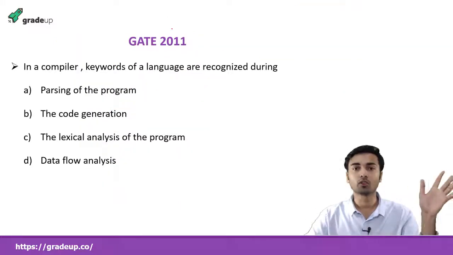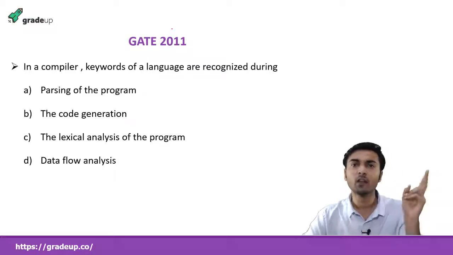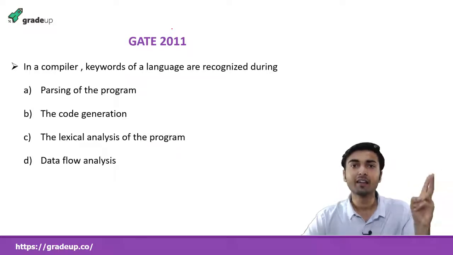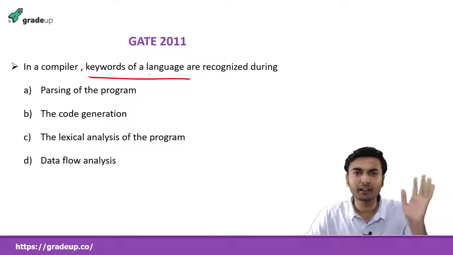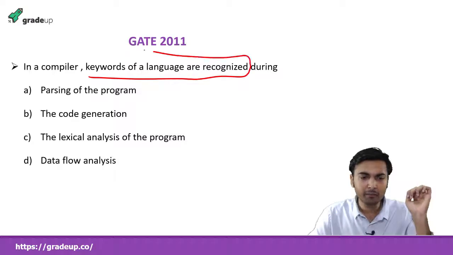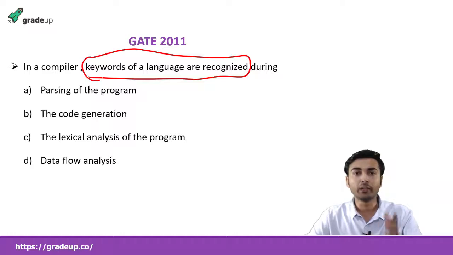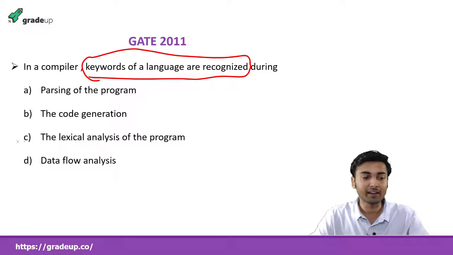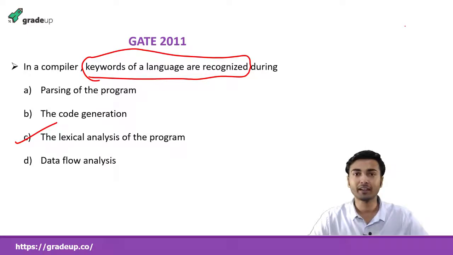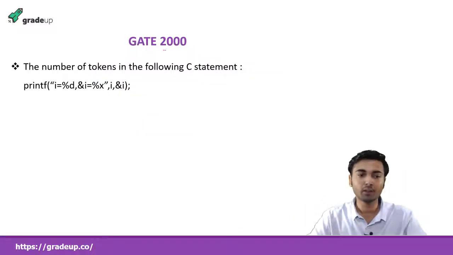Now see a previous year question. Now we are completed with lexical analysis, so let's do some previous year questions. As I said, only 2 types of questions will be asked: either theory, or counting the number of tokens. See, in a compiler, keywords of a language are recognized. What does this statement mean? Keywords of a language are recognized means you are scanning the input and recognizing keywords at which phase? The lexical analyzer phase. C option is correct, right? So this is an example of a theory question. Got it?